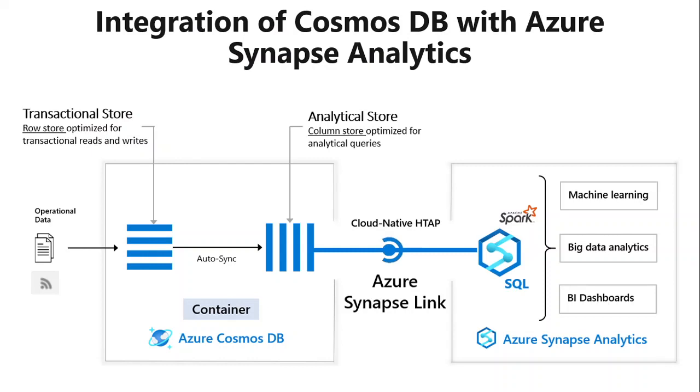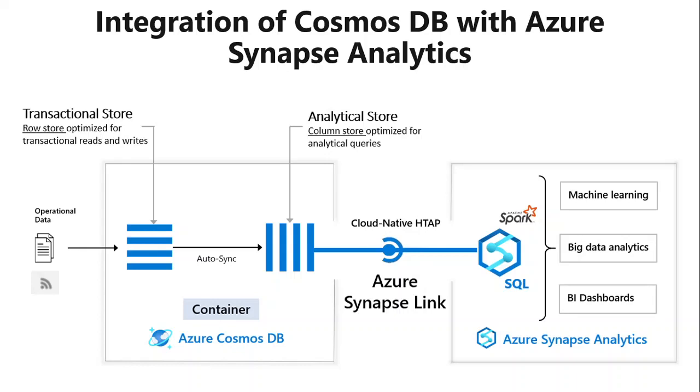Okay, so this is the image which shows Azure Synapse Link for Cosmos DB. This link is a cloud native hybrid transactional and analytical processing capability, which we call HTAP, and that enables us to run near real time analytics over an operational database. I know that's a lot of technical jargon, so let's break it down.